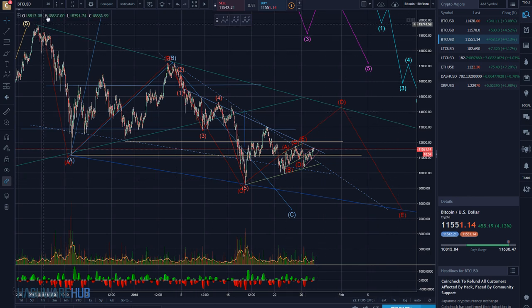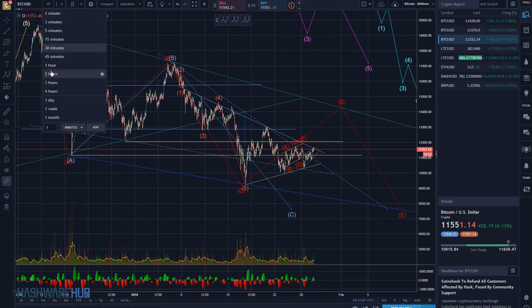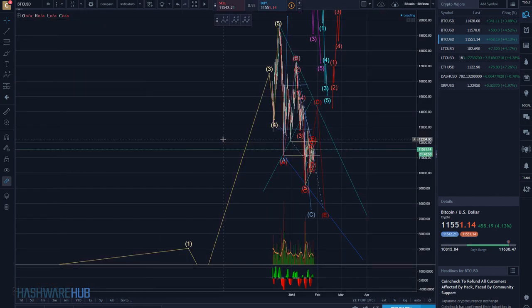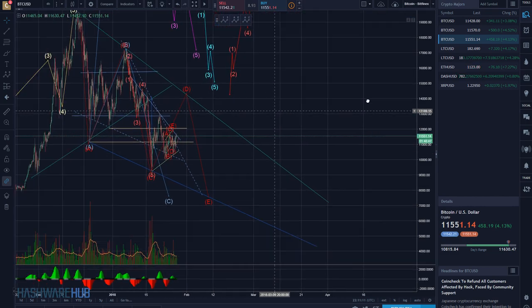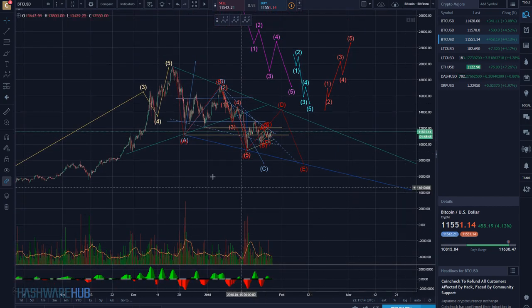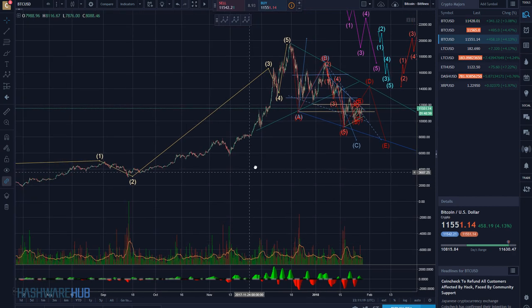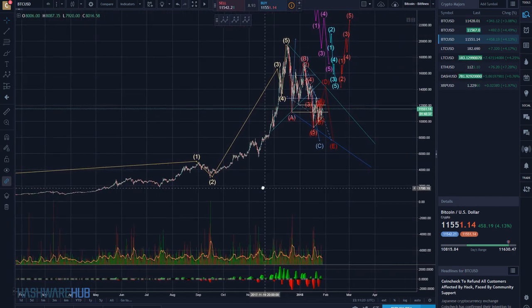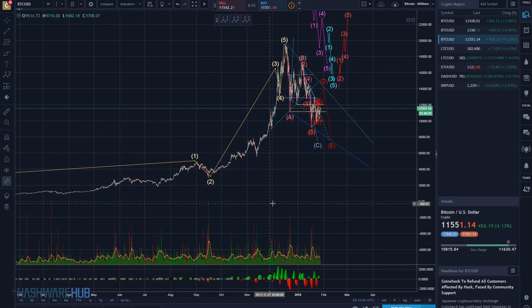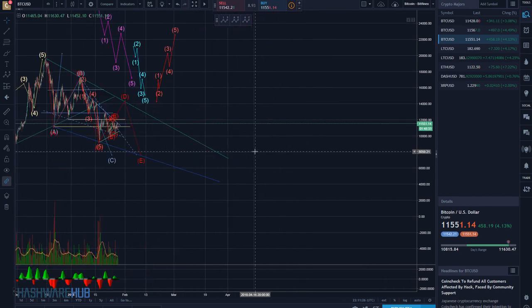Let me put things in perspective real quick. Let's actually make things on a 4-hour chart. Okay, we're here. We're talking about these one, two small bars, and look at everything here. This is what's going on. So again, really not much going on.